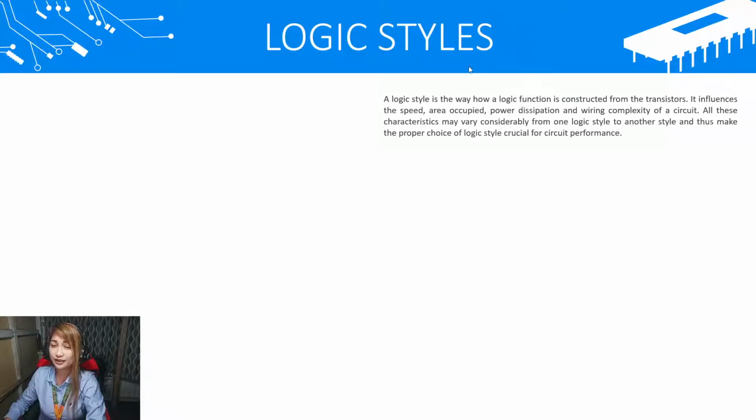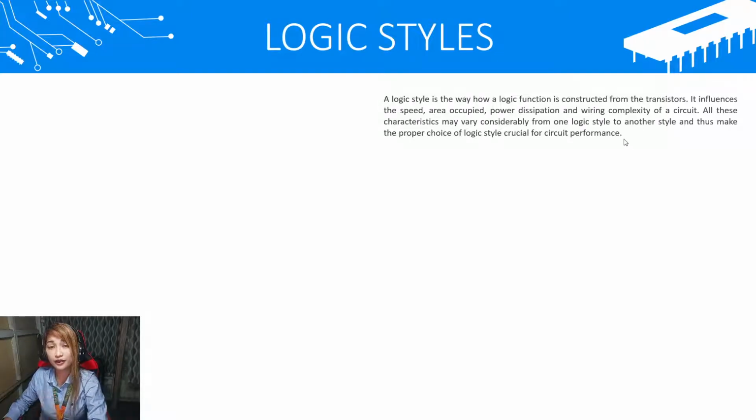So what is a logic style? Logic style is the way a logic function is constructed from the transistors. It influences the speed, area occupied, power dissipation, and wiring complexity of a circuit. All these characteristics may vary considerably from one logic style to another, and thus make the proper choice of logic style crucial for circuit performance.